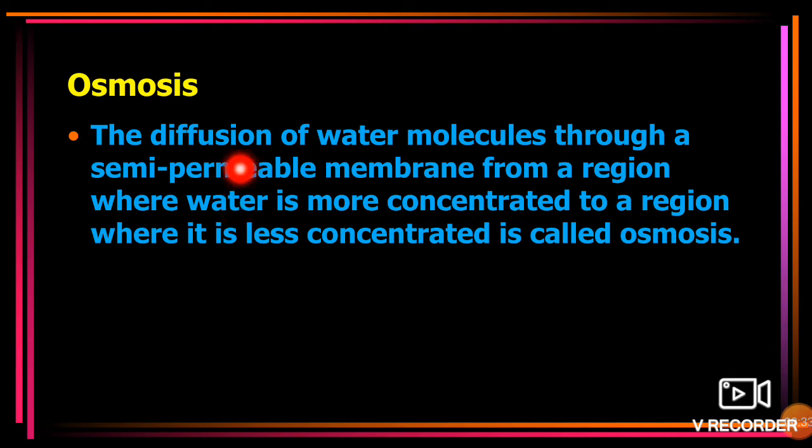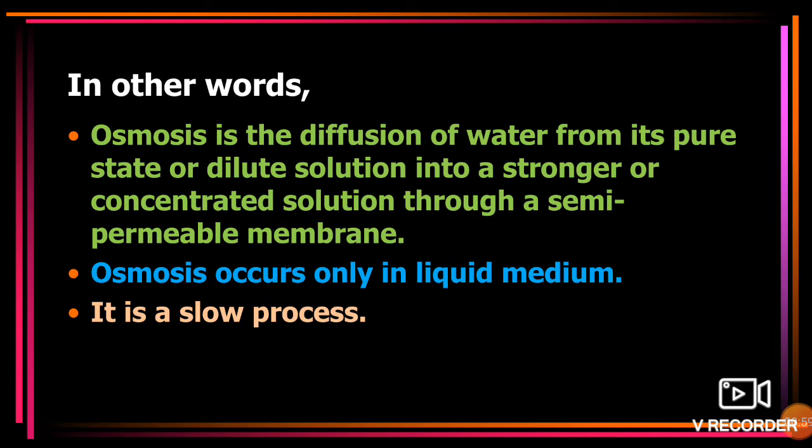Osmosis is the diffusion of water molecules through a semi-permeable membrane. In diffusion we did not have any kind of membrane, but here we are using a semi-permeable membrane, from a region where the water is more concentrated to a region where it is less concentrated. Wherever there is more water, it moves towards the side where there is less water.